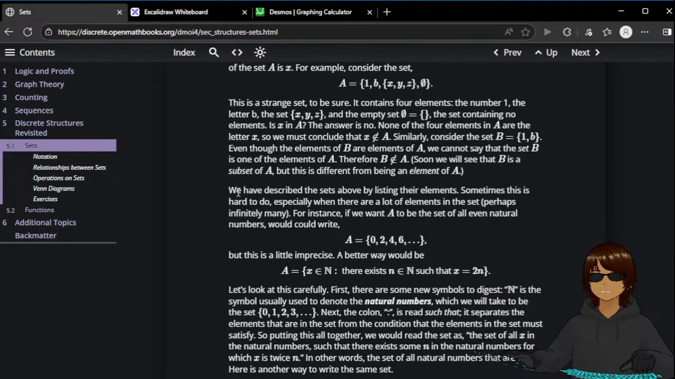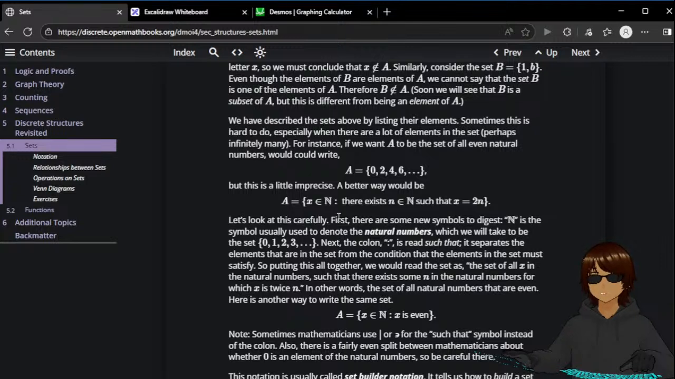We have described the sets above by listing their elements. Sometimes this is hard to do, especially when there are a lot of elements in the set. For example, if we want A to be the set of all even natural numbers, we could write A = {0, 2, 4, 6, ...} all the way till infinity. But this is a little imprecise. A better way would be {x ∈ N : there exists n ∈ N such that x = 2n}.